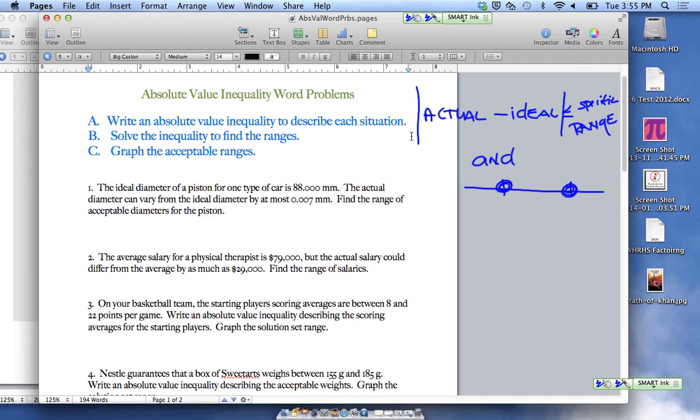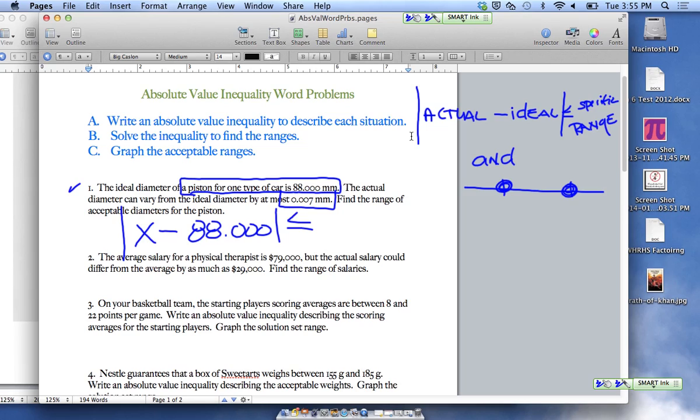And I'll do problem number 1, the ideal diameter of a piston for one type of car. So I have my ideal measurement, and you can see this is a real world relevance. This is the diameter of a piston. The actual diameter can vary from the ideal by at most this measurement. So to follow the model that I've set up, the actual measurement minus the ideal must be less than or equal to this acceptable range, and the range is given in the problem.